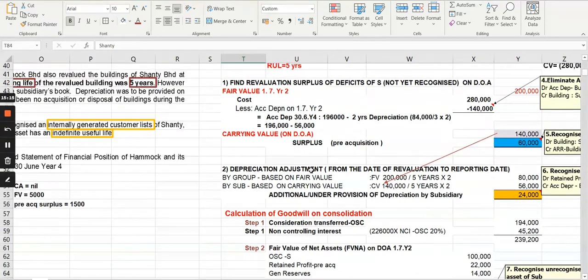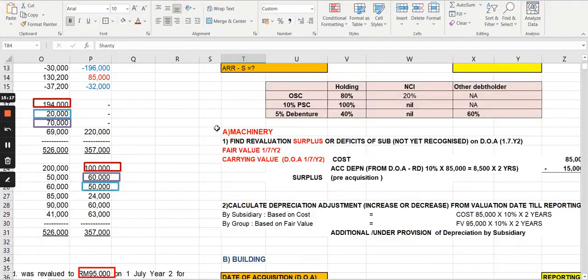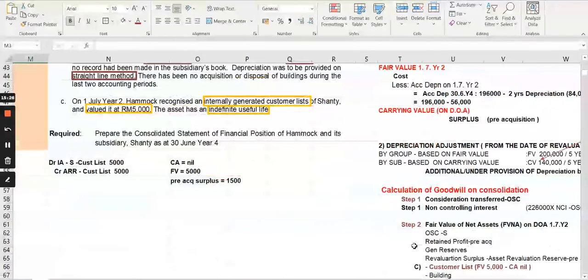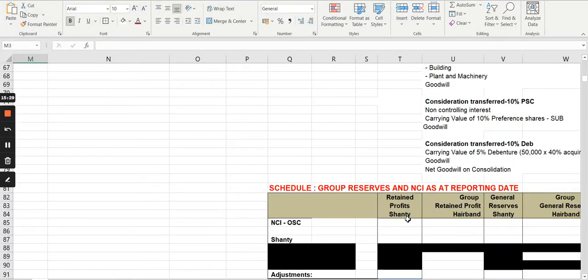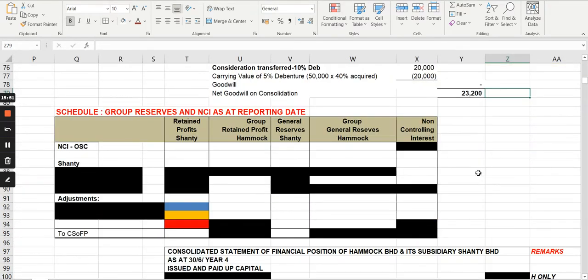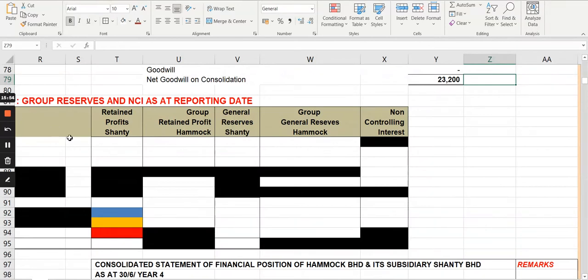Sorry, this is regarding the company. Wait, let me check. I think I put the wrong name. Yeah, Shanty and Hammock. Okay, Hammock and Shanty. It's not hairband. I'm not sure where it comes from. Hammock, and here should also be Hammock. We just change it. Okay, done. Right, so you can see this clearly, I think. Okay, we will make it wider for you.